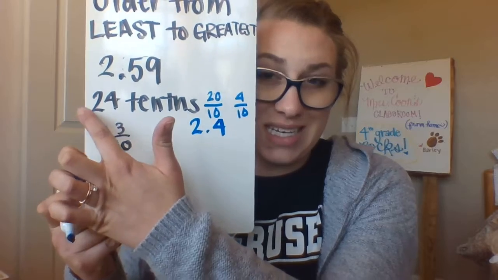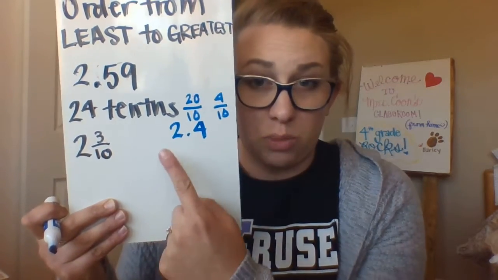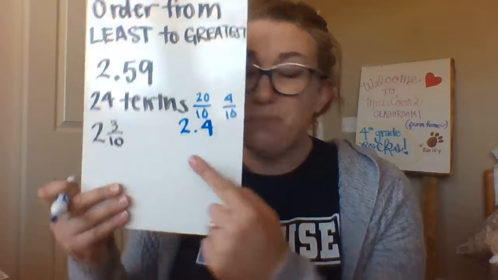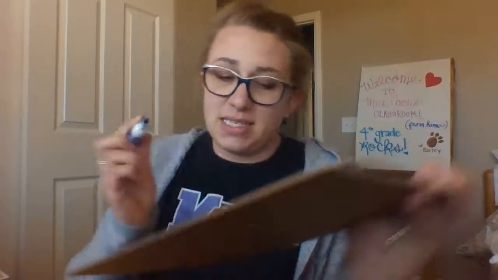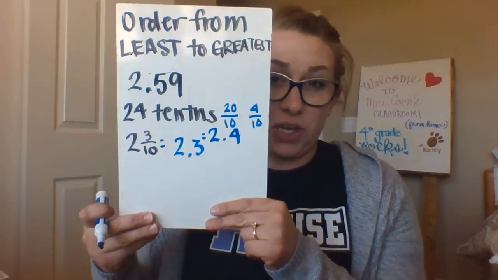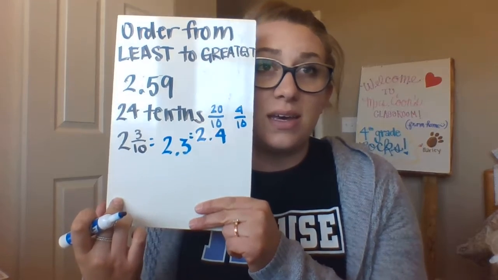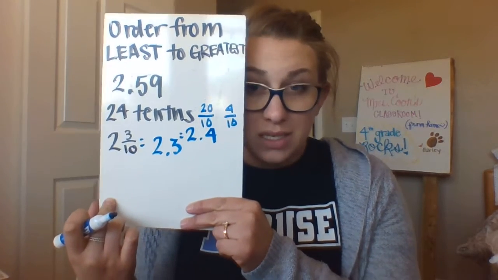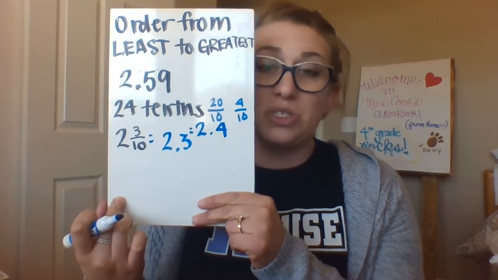That's because those 20/10 are 2 wholes. That's where we got that whole number 2. Okay. Last one is 2 3/10. I can write that pretty easy as 2.3. Okay, so down below here now, looking at my answers, I am going to order them from least to greatest, so the smallest number to the greatest number. You should have 2 3/10, 2 4/10 as your second one in the middle, and then finally 2 59/100.